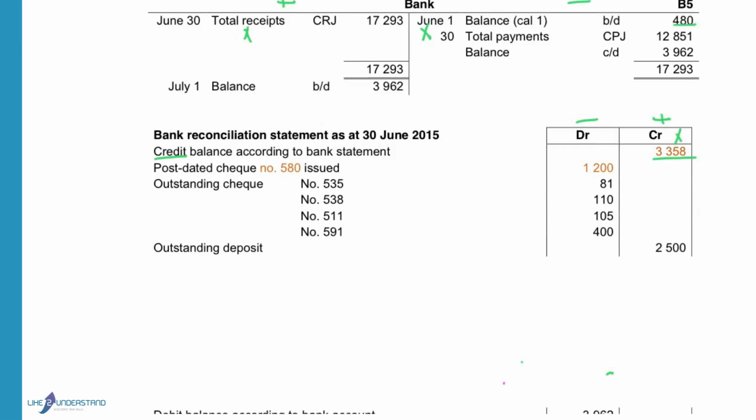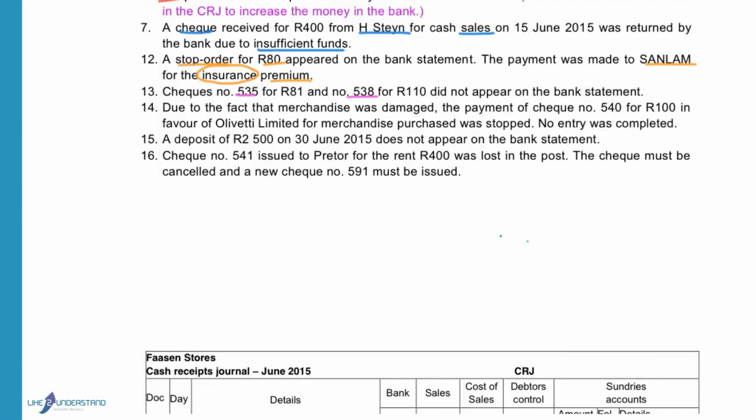In the bank reconciliation statement, we will show that these two checks must still be paid in the future, the 81 Rand and the 110 Rand. And when the bank will pay out the money in the future, they will show it on the debit side of the bank statement, because they decrease our account on the debit side, and therefore we record it on the debit side. Due to the fact that merchandise was damaged, the payment of cheque number 540 for 100 Rand in favour of Olivetti Limited was stopped.